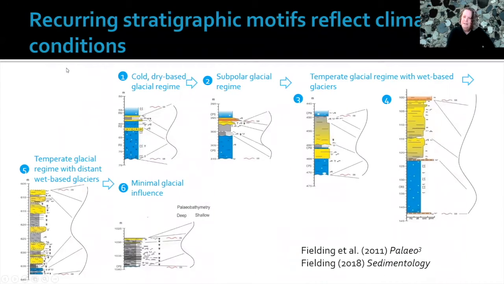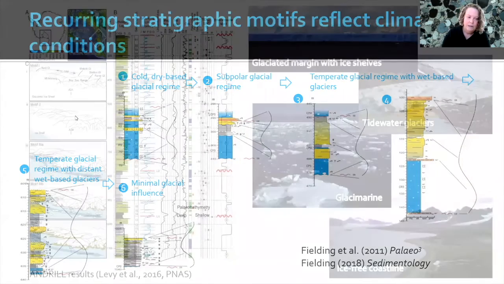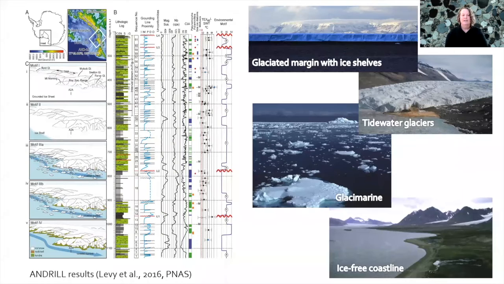Within the stratigraphy, six recurring stratigraphic motifs have been recognized and described by Chris Fielding in a couple of publications here. They're interpreted to reflect variations in climate regime. So at one end of the spectrum is the cold, dry-based glacial regime of today, and these successions are dominated by diamictons. And at the other end of the spectrum we see facies sequences that record ice-free coastlines. These motifs have been used to reconstruct the Cenozoic climate record of the region. And the example I'm showing you here is from the ANDRILL 2A core.